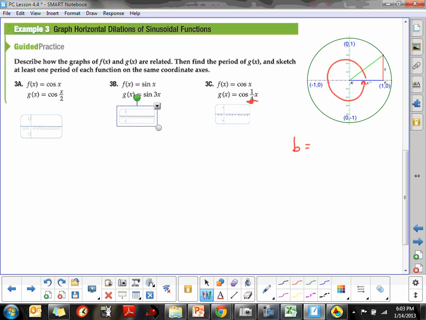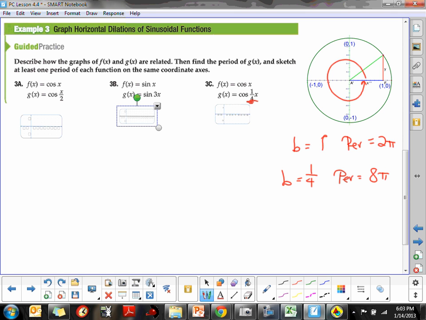Normally when b is 1, the period is 2 pi. But if we take b and we slow the thing down by 1/4 the speed, that's 4 times slower, then our period has to grow and multiply by 4. So our period should be 8 pi.